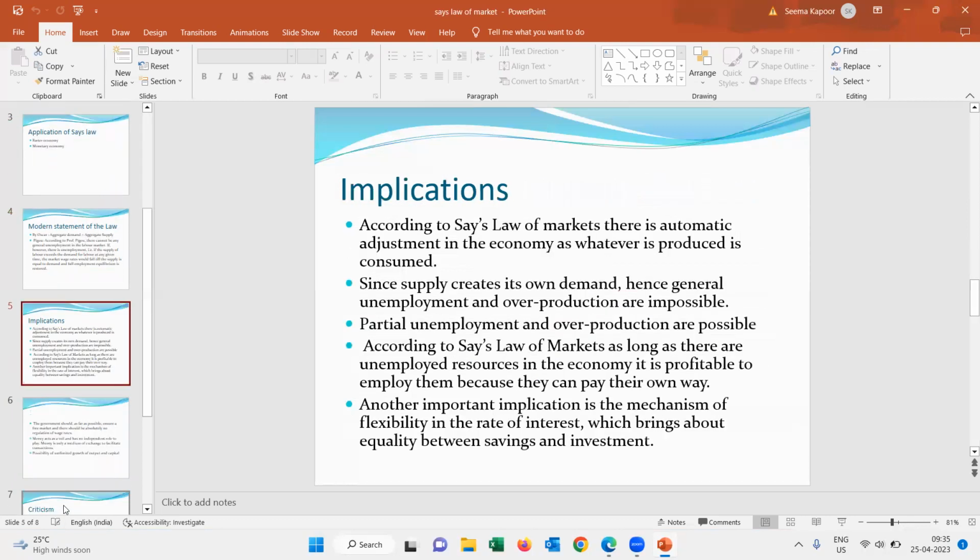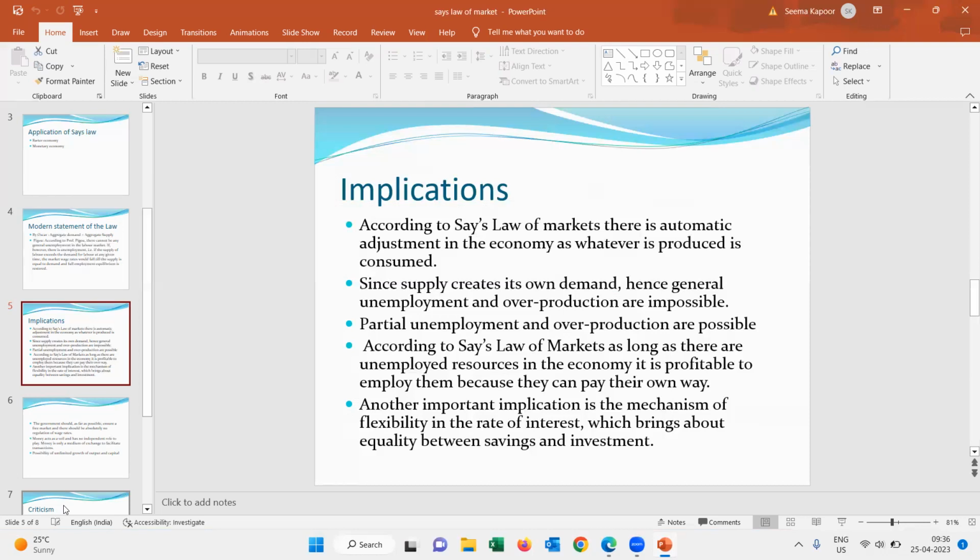What are the important implications? Now, the important aspects of Say's law. One of the most important implications of the law is that general overproduction and general unemployment are impossible. Overproduction means when supply of goods is more than demand for goods. When there is more supply of goods in comparison to demand, the law suggests that the producer will first of all divert the resources to some more profitable ventures. In this way, supply will be controlled.